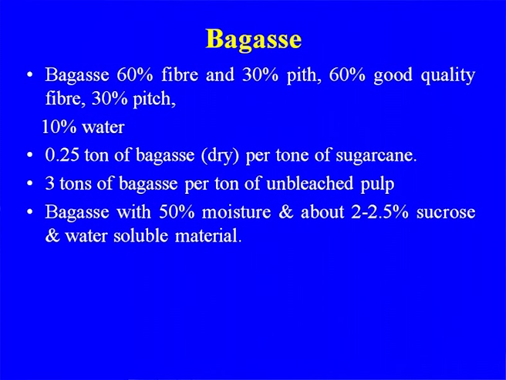Now let us discuss bagasse pulping. Bagasse is 60% good quality fiber, 30% pith, and 10% water. That 30% pith is not desirable. 0.25 ton of bagasse is produced per ton of sugar cane, and about 3 tons of bagasse are required per ton of unbleached pulp. Bagasse has 50% moisture and about 2 to 2.5% sucrose and water soluble material.